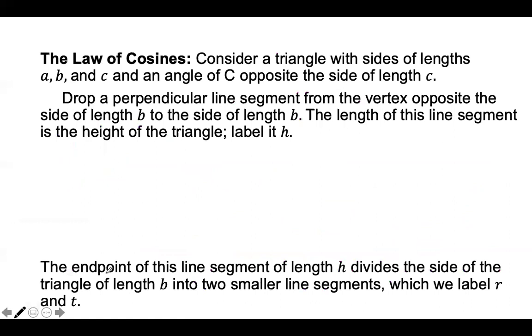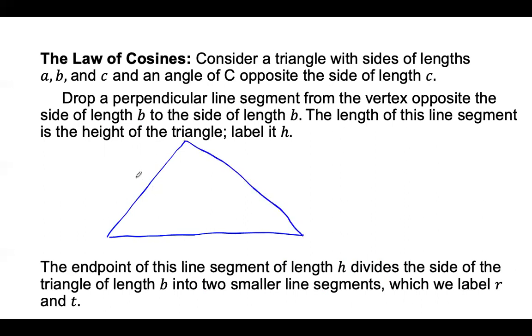Okay. So now let's talk about the law of cosines. Let's say we consider a triangle with sides of length A, B, C and an angle C opposite side of length C. So let's just draw this triangle. So we have sides A, B, C, and across from C, we have this angle C. Across from A, we have angle A. Across from B, we have angle B.